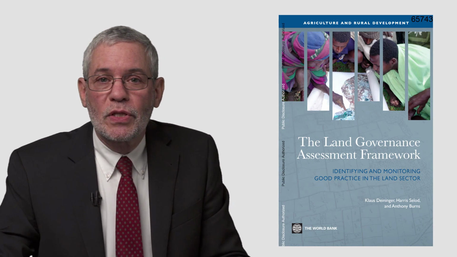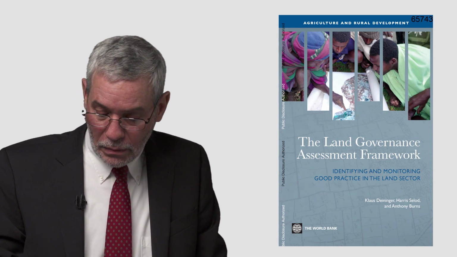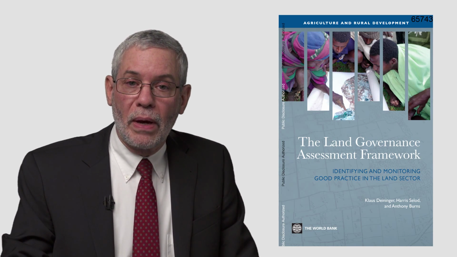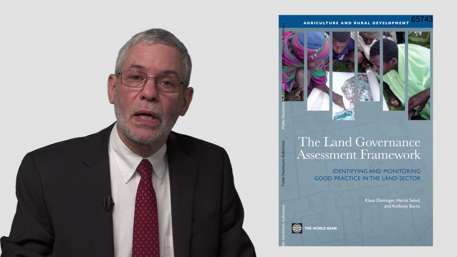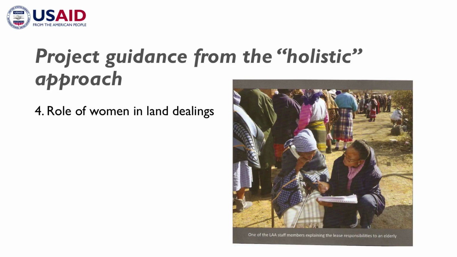The LGAF describes 21 indicators in 5 categories of administration, land management, business dealings, and mediation that can be chosen to structure the information about local conditions and to measure it against international standards. Fourth idea of guidance. Particular attention should be paid to the role of women and to the ways in which vulnerable groups, that is children, widows, and the disabled, can be protected in land dealings.